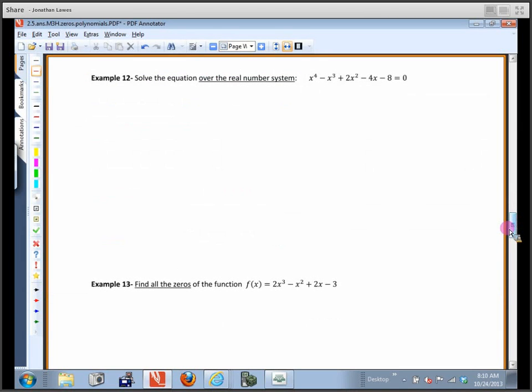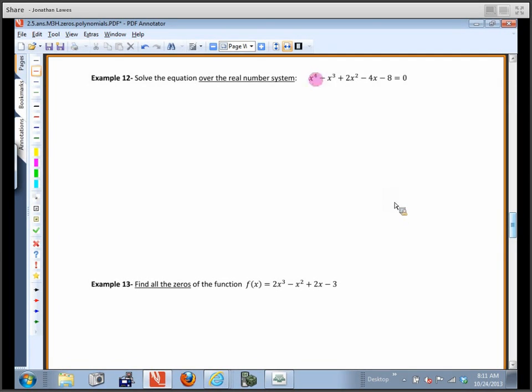Take a look at the instructions for this one. This is now an equation, and it says solve the equation over the real number system. So we want to find all the real solutions to this. Okay? Not any imaginary ones, just all the real ones. How many are we looking for? Up to 4 real ones, because it's degree 4.